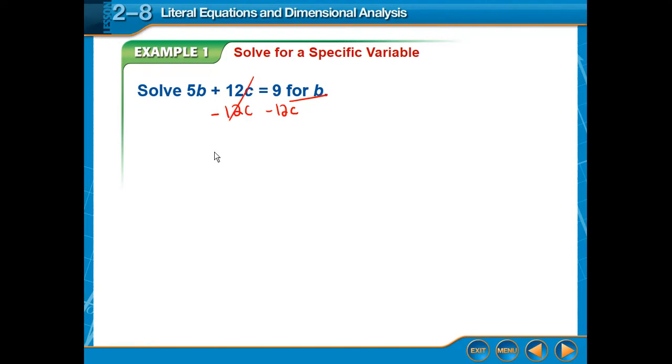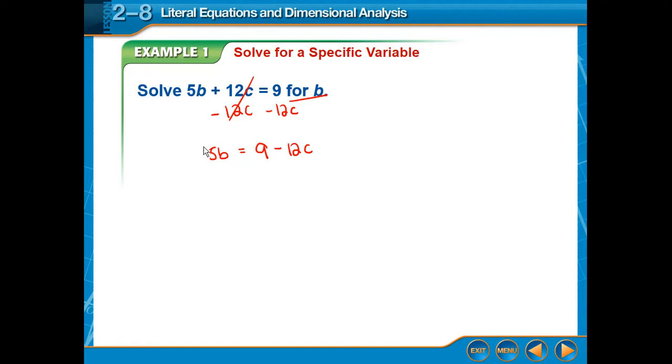So here they cancel, and now I have 5b on this side. Now on the other side, I have 9 and negative 12c. Those are not like terms because this one has a variable and this one doesn't. So they can't be combined. So I just have to leave it as 9 minus 12c, like that.